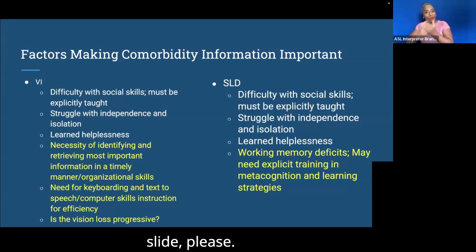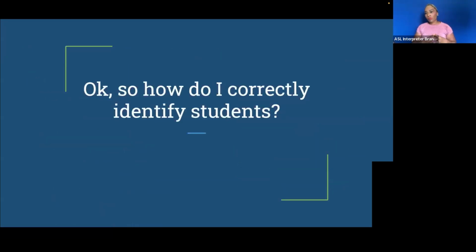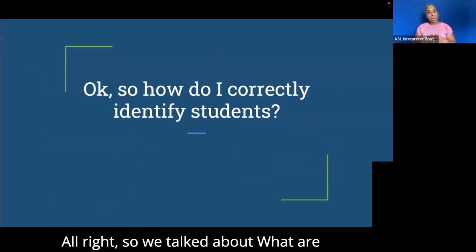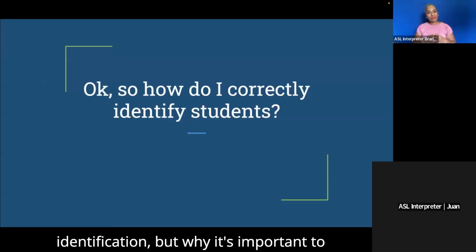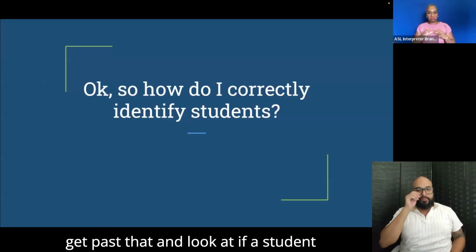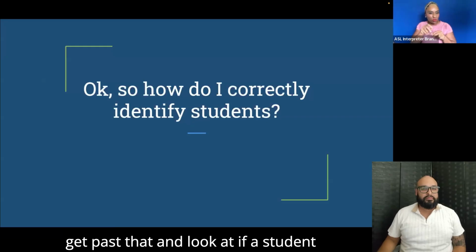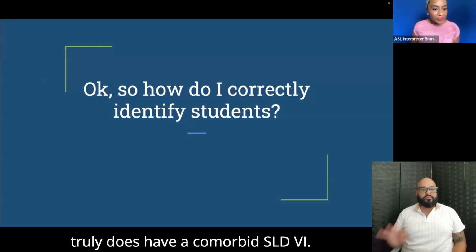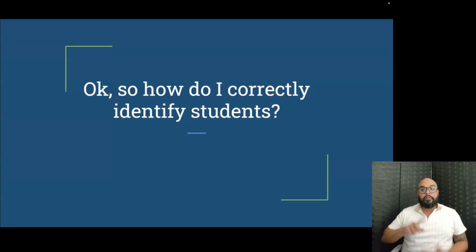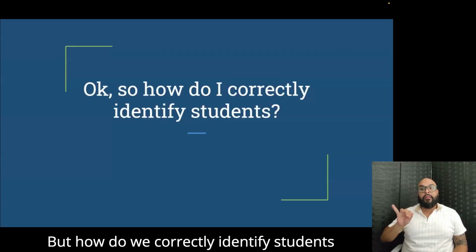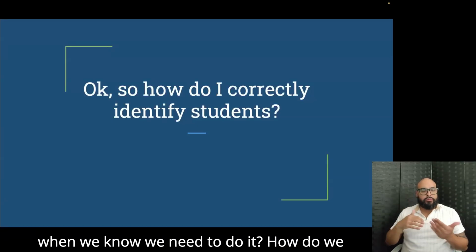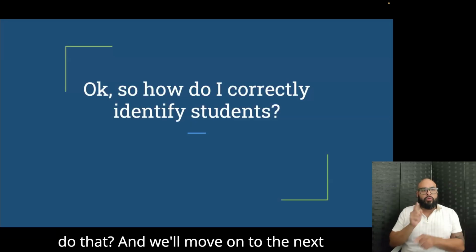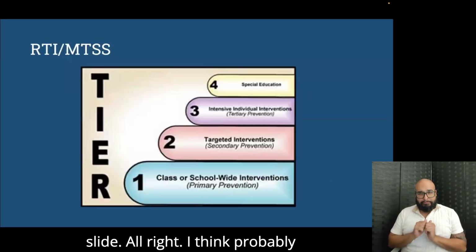All right, the next slide, please. All right, so we talked about what some of the struggles with identification are, but why it's important to get past that and look at if a student truly does have a comorbid SLD BI. But how do we correctly identify students when we know we need to do it? How do we do that? And we'll move on to the next slide.